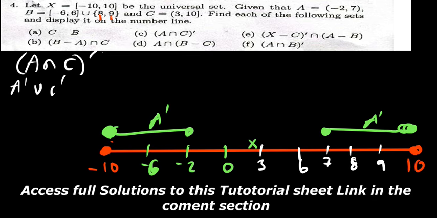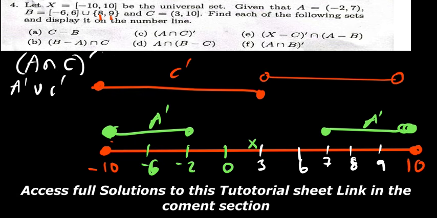What else? What of C complement? C complement, C is 3 to 10, but 3 is not included, so the complement will be included. Going here, we end there. That is C complement. This side is not going anywhere because it goes all the way. C is just here, so we don't want that part, but we want the complement.